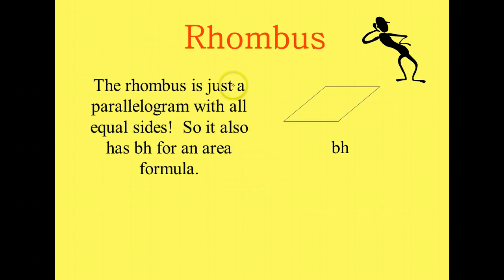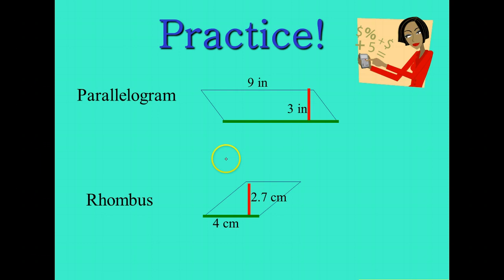Okay, so let's not worry about a rhombus really. It's the same thing, which will be base times height. A rhombus is a parallelogram whose sides are all equal, and it does not have 90-degree angles. So we use the same formula, base times height. Go ahead and find me the area of those two shapes.